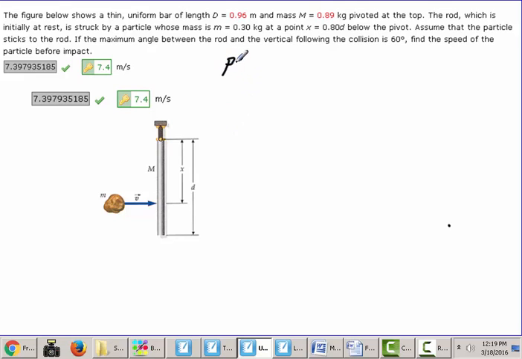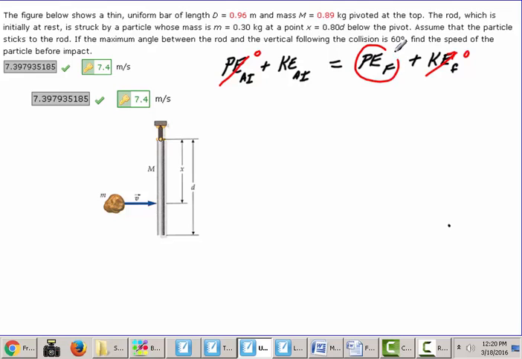You want to do the potential energy at impact, say at AI, plus the kinetic energy at AI must equal the potential energy final plus kinetic energy final. Now, as this thing swings up, the kinetic energy here is going to go to 0, and we're going to let the potential energy here go to 0 also. So we're going to work this part first. We're going to find out what is the potential energy as it swings up.